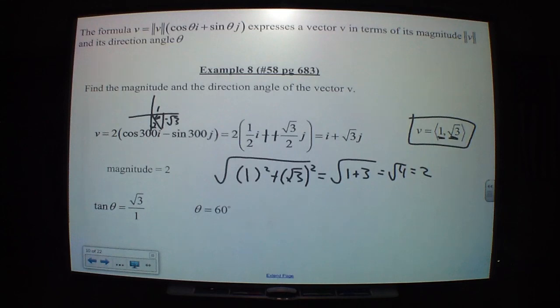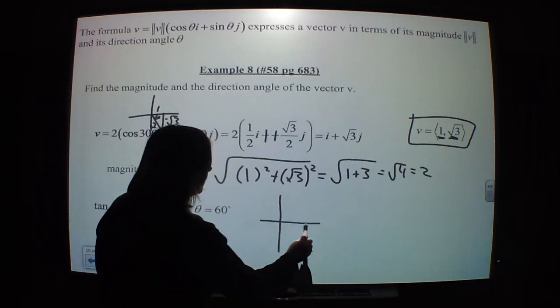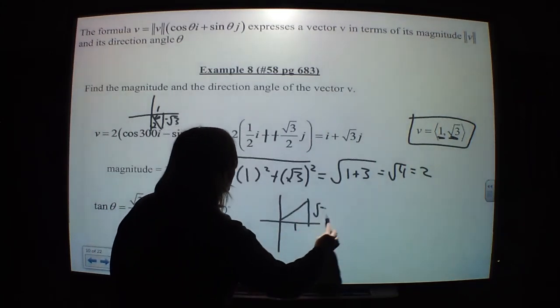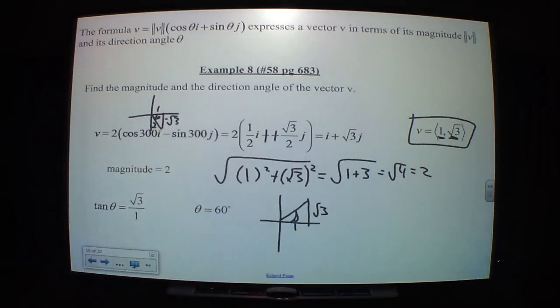Okay? So there's my vector right there. 1, radical 3. Let me just show you how I'm getting that. 1 over, radical 3 up. So this angle right here is 60 degrees. So theta is 60 degrees. And you're done.